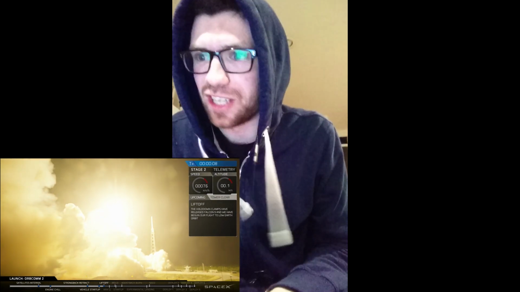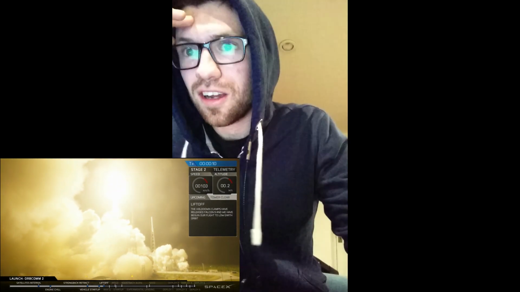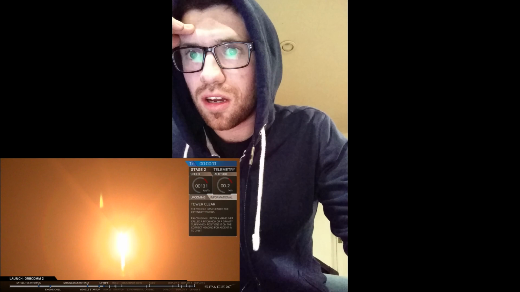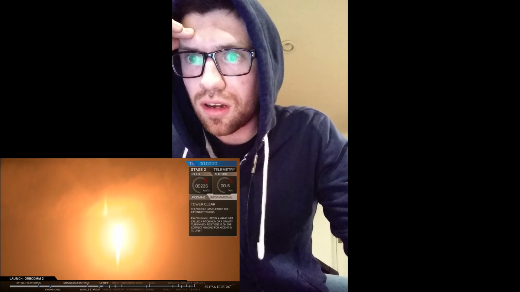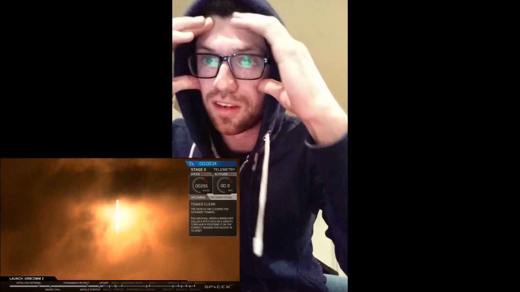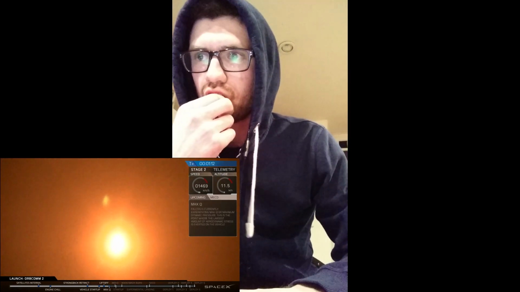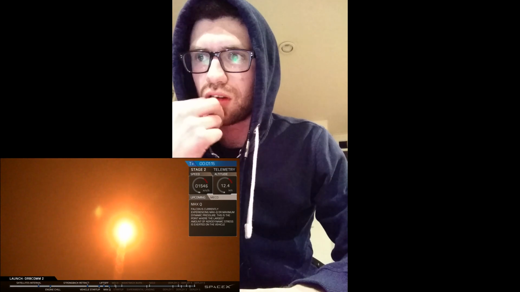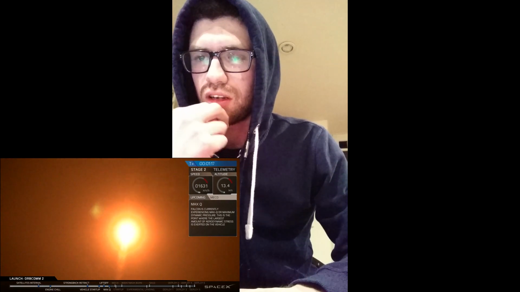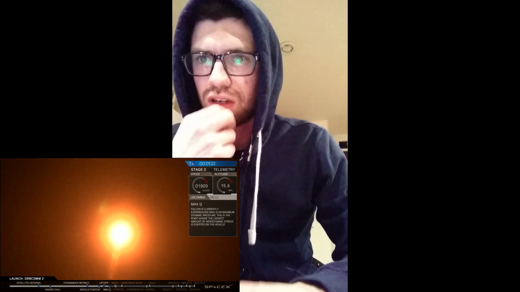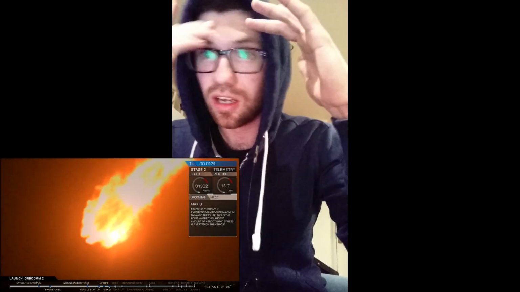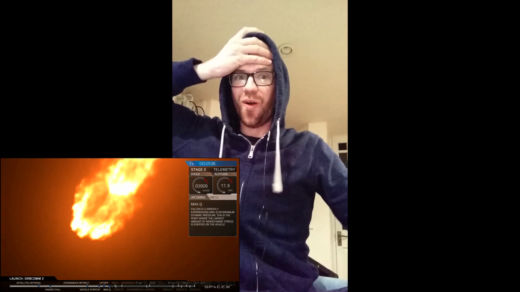Falcon 9 is clear of the tower. The Falcon 9 has cleared the towers and it is rapidly approaching what's called maximum aerodynamic pressure. This is known as max Q. It's when the rocket is pushing hardest against the atmosphere. Speed is 550 meters per second, downrange distance is 2.3 kilometers, and everyone gets silent.